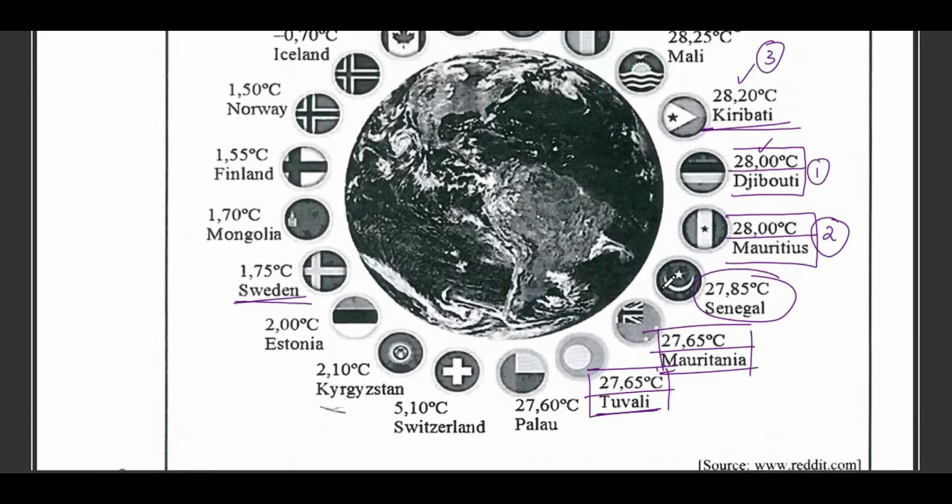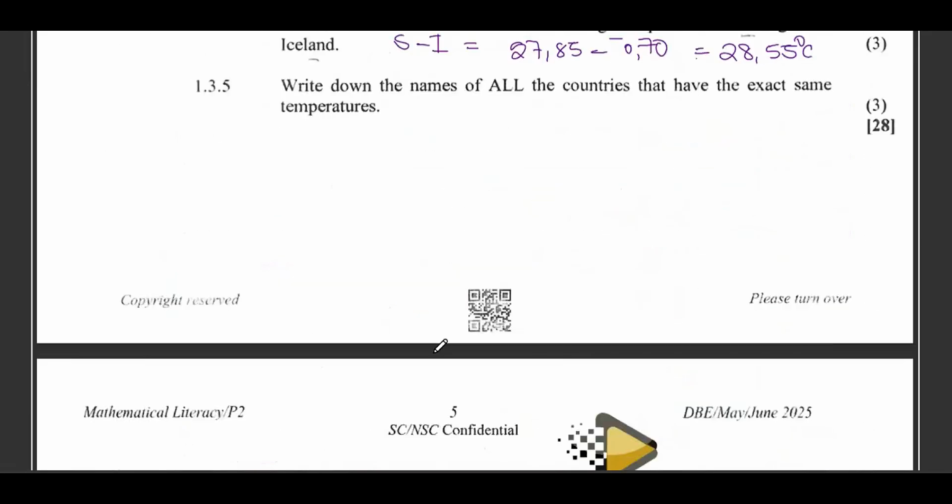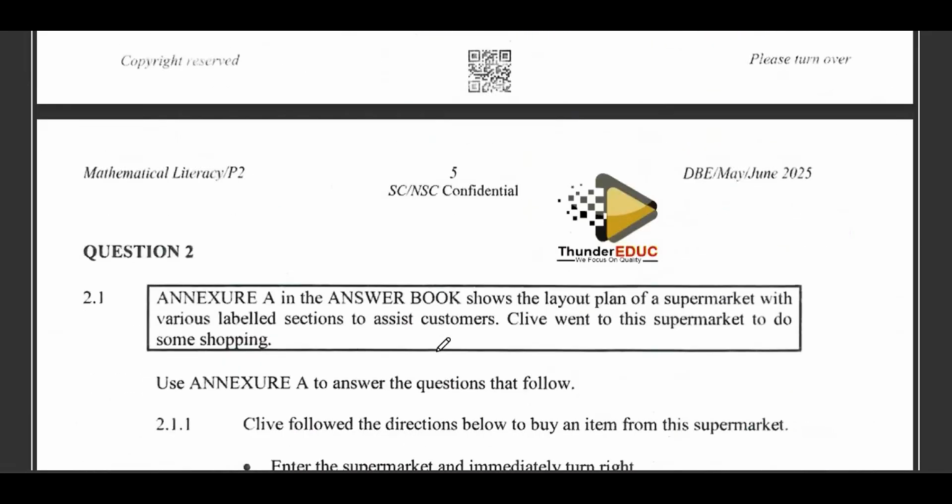We don't have any other. Let me see. 1,50. This was 2,10. Okay. Then we continue. Let's look at question number 2.